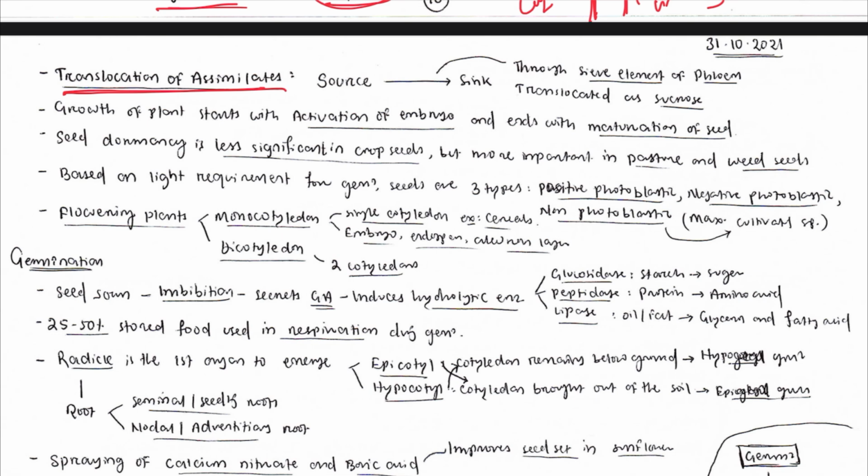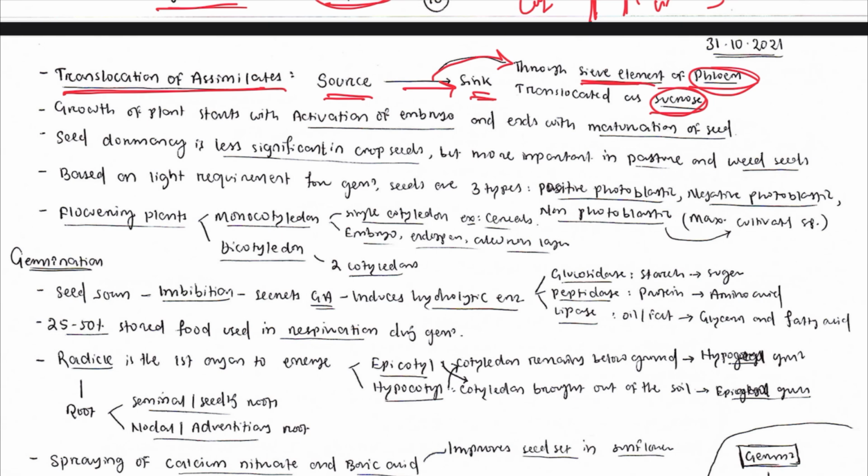Source is the place where the food is being produced in the plant, that is the leaf or canopy. So it has to move from source to sink. Sink means where it will be stored. Okay. That glucose is translocated in the form of sucrose. We have already discussed it is translocated in the form of sucrose and it is stored in the form of starch. So how does this translocation happen? It is happening through the sieve element of phloem.